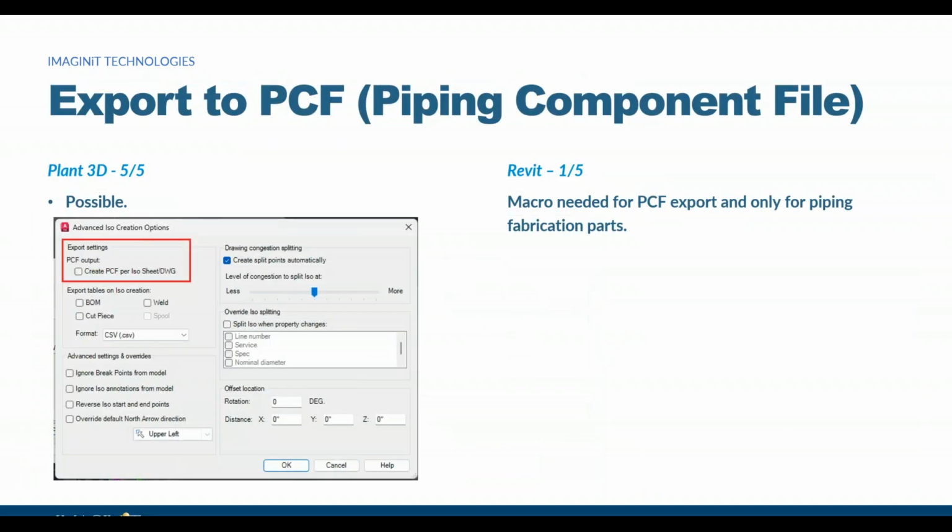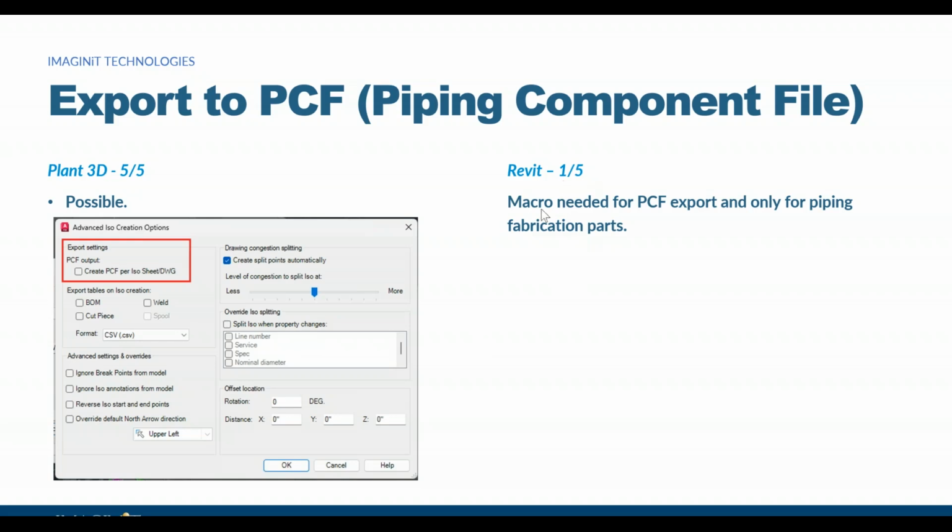Next, I'd like to talk about exports to PCFs, which are piping component files. For Plant, we gave it a 5 out of 5, as it's very easy and possible with just a click of a button. And we all know with these piping component files, if you're unable to send over a full drawing and you just want to send over the PCF file, this will allow transfers and emails and things to be a lot smaller versus sending a whole drawing.